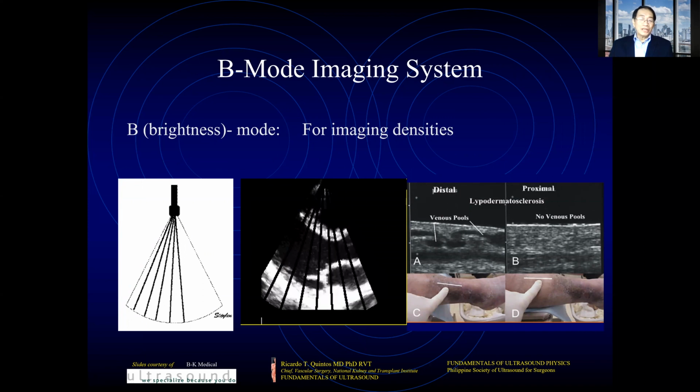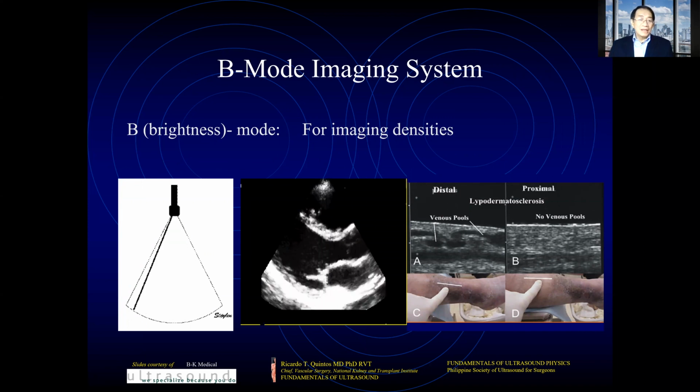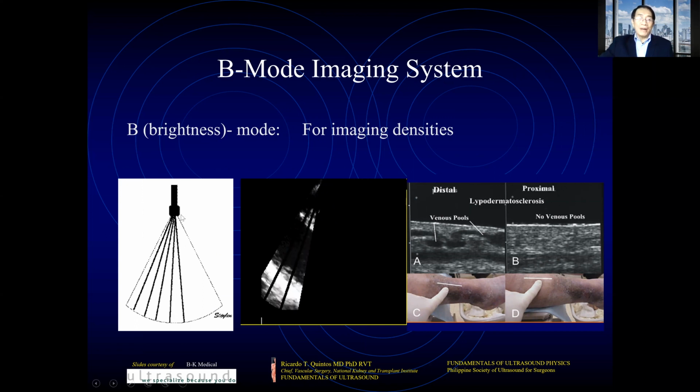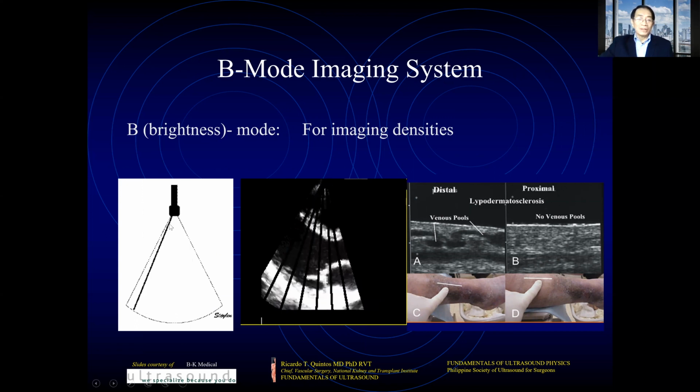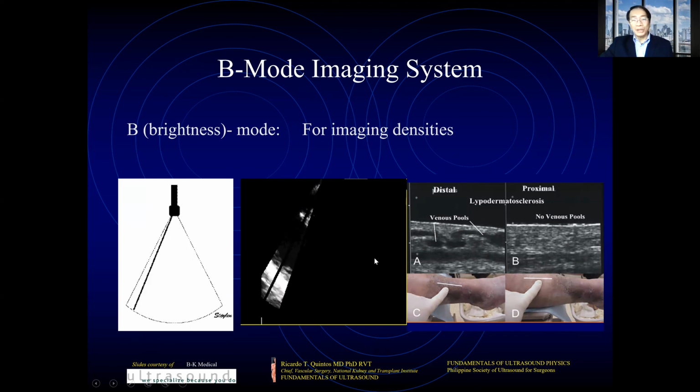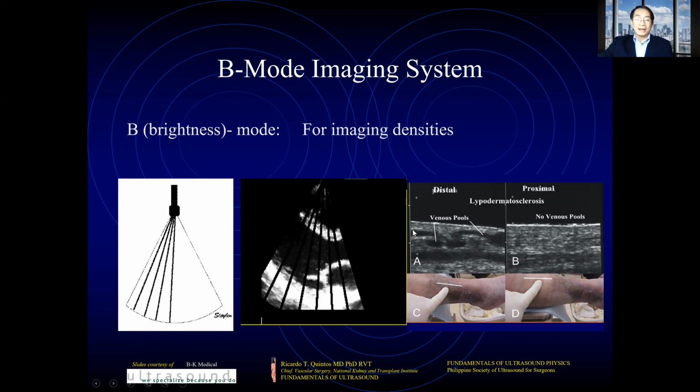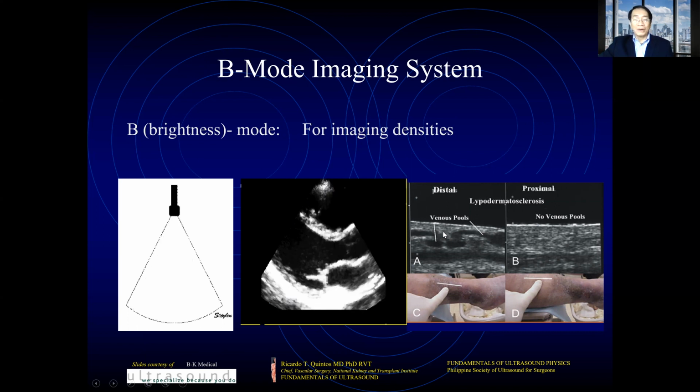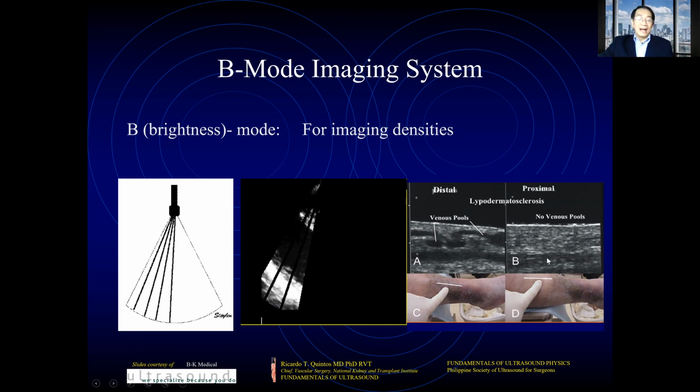The B mode imaging system is the brightness mode. It is basically a series of A modes brought together. There is a sweep of the different A modes brought together, and then you will see a two-dimensional grayscale of the reflections of the structures that pass through the ultrasound beam. So you will see higher intensity echoes, lower intensity echoes, no echoes, and putting them all together, you will see what is called the grayscale.